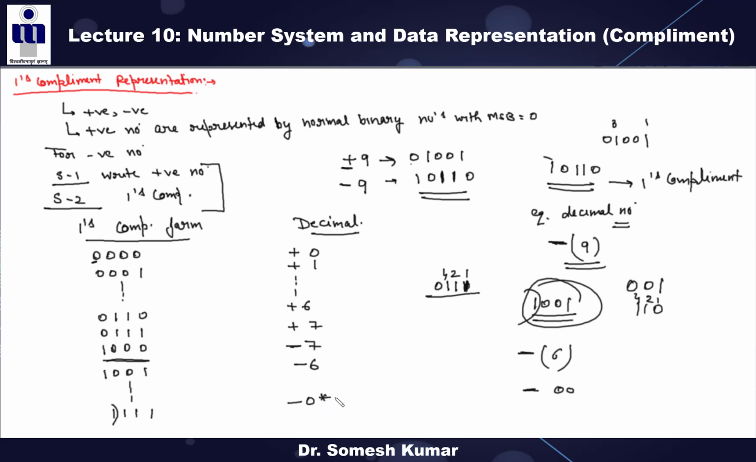Practically it is not possible. Two types of zeros are there, so that's why the preferred method of the negative numbers representation is the 2s complement, right? So this problem, the two type zero representation, can be removed in the 2s complement, right? So what is the range of this 4 bits? From here it is seen that the range is minus 7 to plus 7, right?